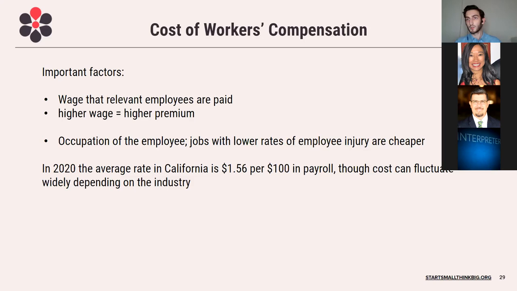So office workers tend to have lower premiums. Roofers tend to have very high premiums. But the average rate in California was $1.56 per $100 in payroll. But again, there can be a pretty wide range in rates depending on your business and the wage that you pay your employee.